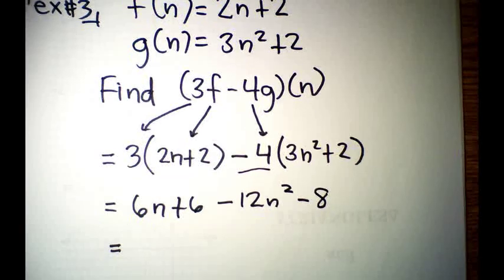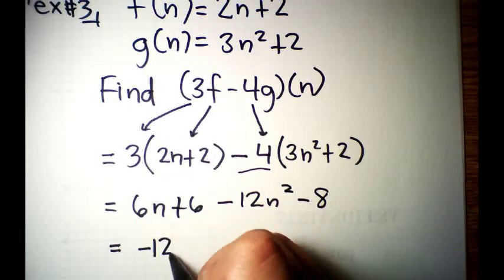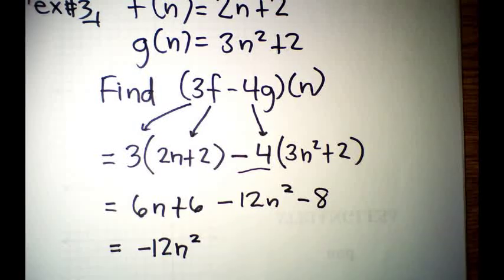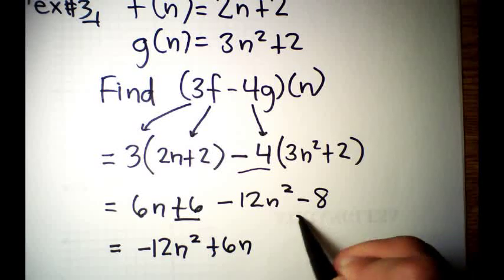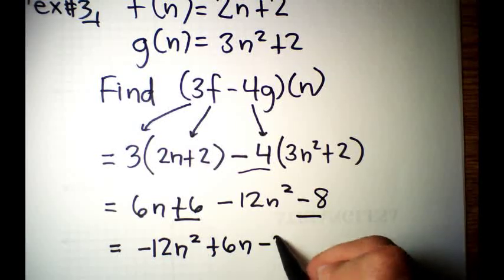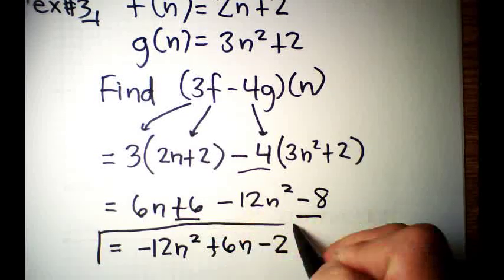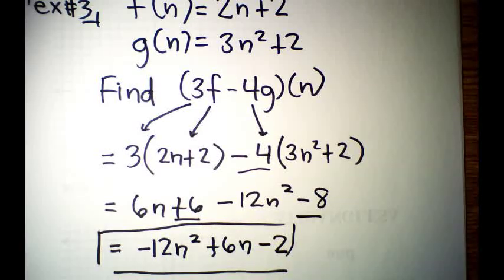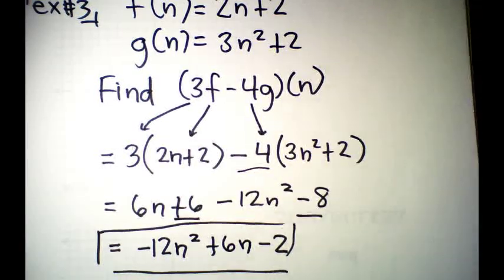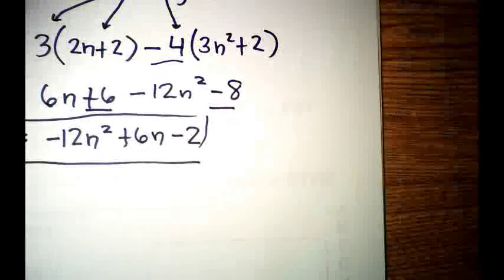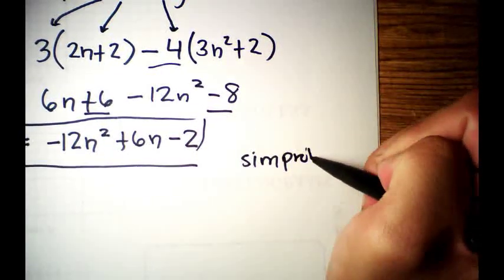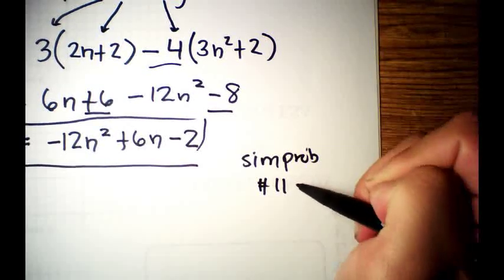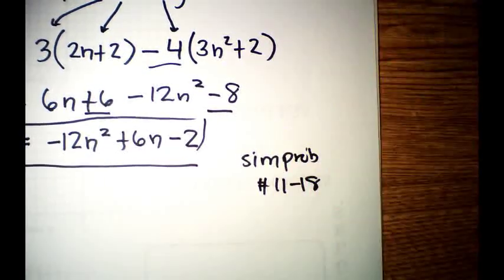Okay, well, always put them in exponential order. I see the negative 12n squared first, plus 6n. We can definitely combine that plus 6 and then the negative 8. This is going to become negative 2. This is your answer for example number 3: negative 12n squared plus 6n minus 2. Similar problems to this are problems number 11 through 18.